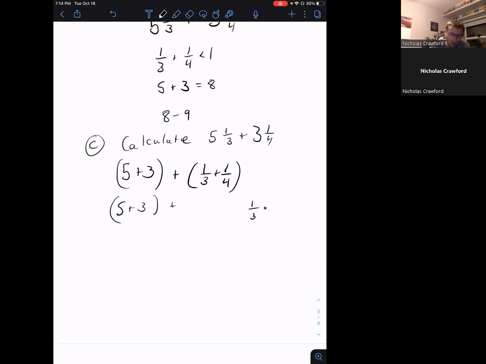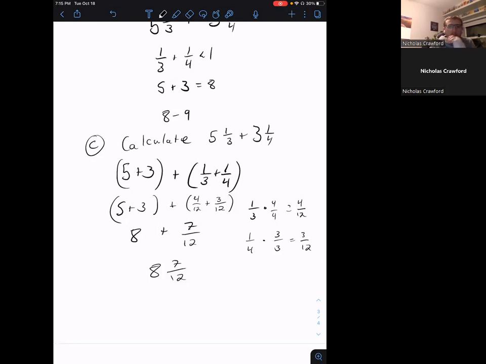So this is really 5 plus 3 plus the common denominator of 1/3 and 1/4, or of 3 and 4, is 12. So we're going to multiply this by 4/4. We're going to multiply this by 3/3. So this is 4/12 and 3/12. So this becomes 4/12 plus 3/12. So if I do this, add the whole numbers, I get 8. Add the fraction part, I get 7/12. So I get 8 and 7/12, something like that.